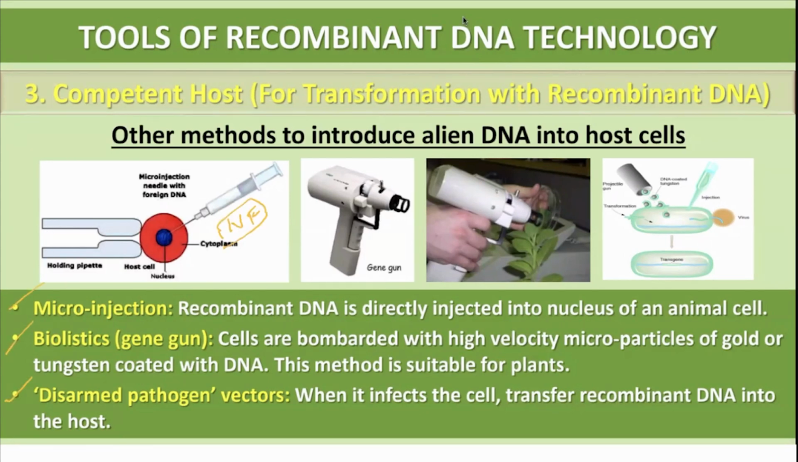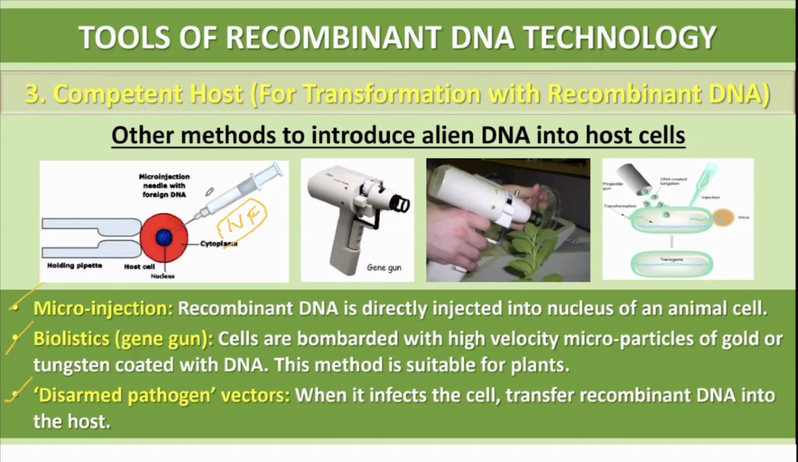Sorry, I was disconnected. So what I was telling you is that there are various methods. Apart from transformation, which is used for sending the DNA into the bacteria, there are other types of transferring DNA. First is microinjection, then we have gene gun, then we have disarmed pathogen vectors.